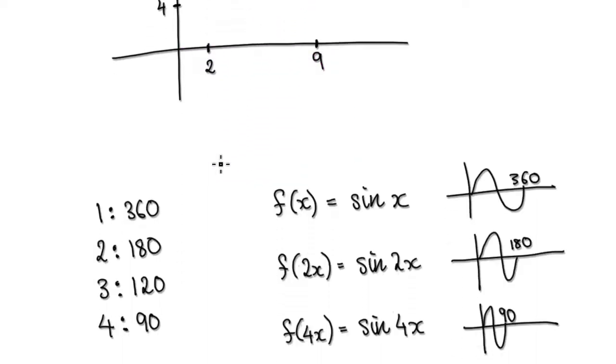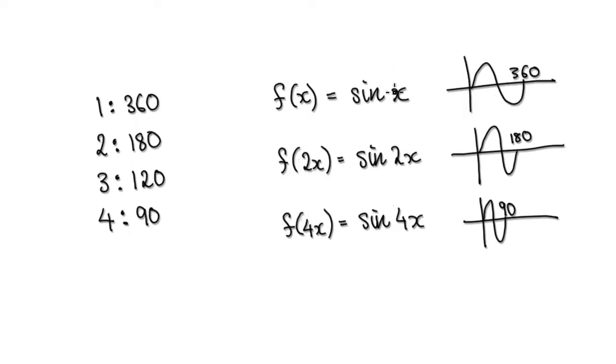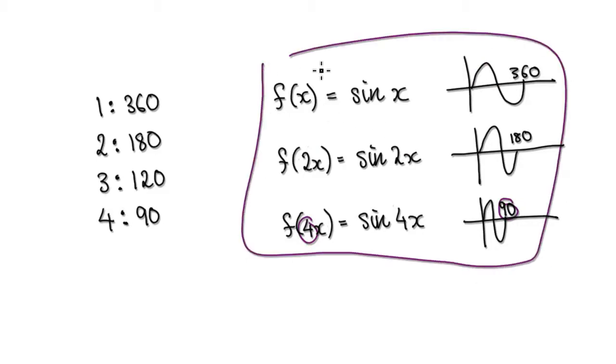So we know that normal sine of x, when this is 1, has a period of 360. If you apply this transformation, it means you squash it by a factor of 2, so it will have a period of 180. If you squash it by a factor of 4, it will have a period of 90. We've already done this, so I'm expecting you to know this.